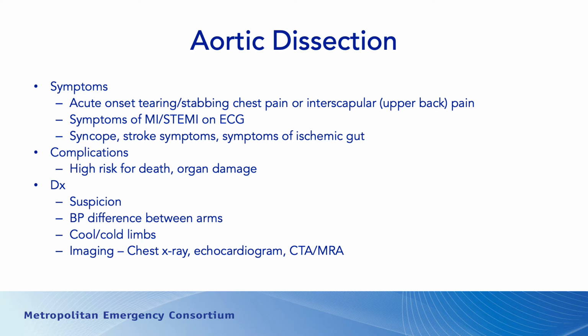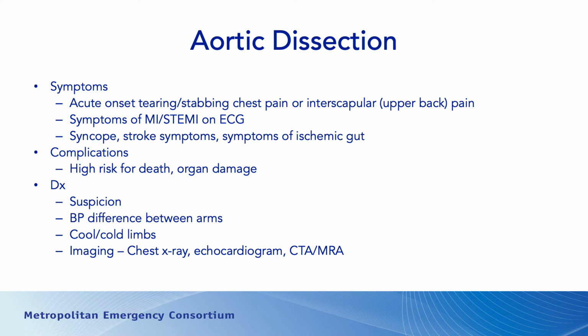If you have a dissection that starts beyond the carotids, beyond the subclavians, so it's going down the lower part of the aorta, you could actually get other symptoms. I've had patients who've had a distal dissection. It cut off the blood supply to the GI tract, and the patients developed acute abdominal pain and acute bloody diarrhea, and it can be really difficult to manage.